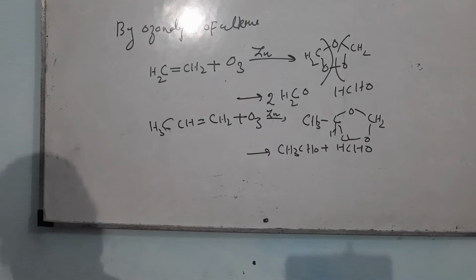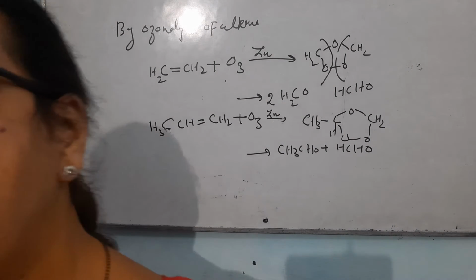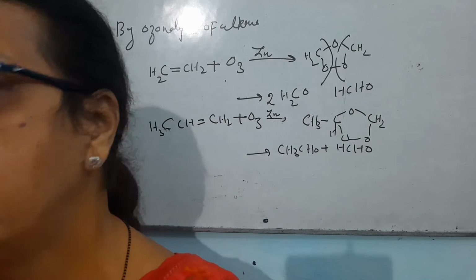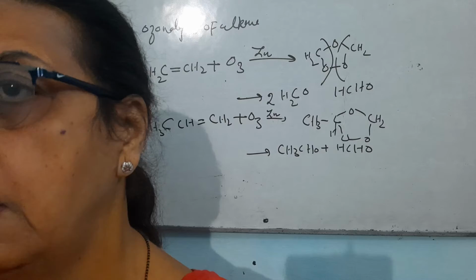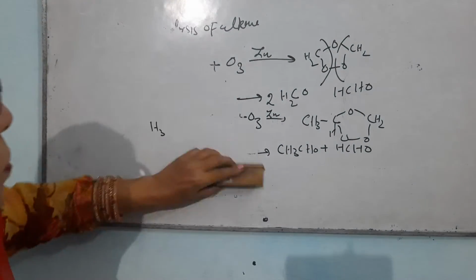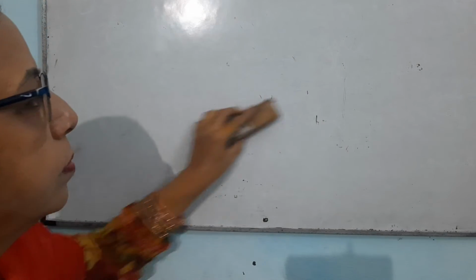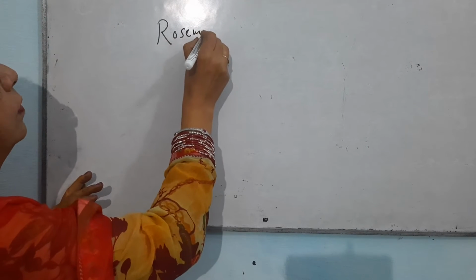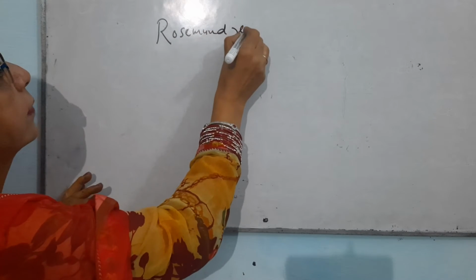Now, the next two reactions are very important. These are name reactions and these are favorite reactions of the board examiners. The first reaction is known by the name of Rosenmund reaction.